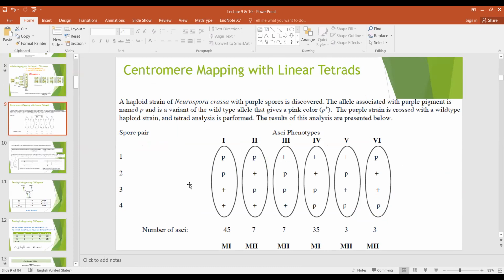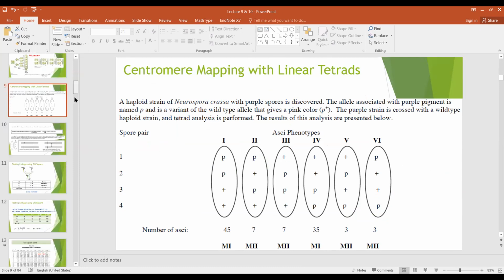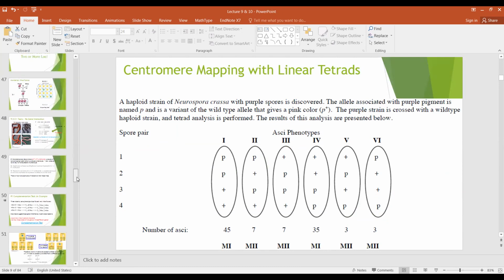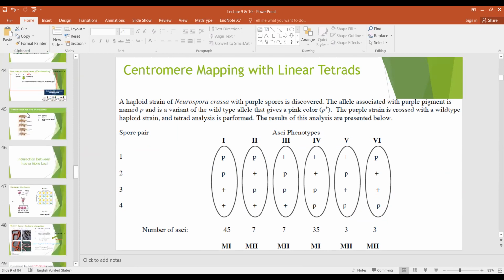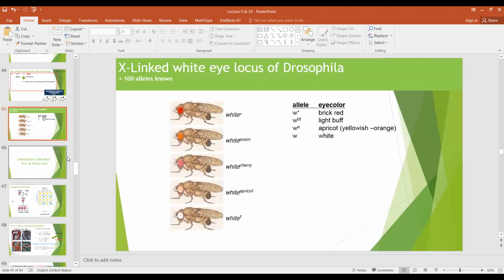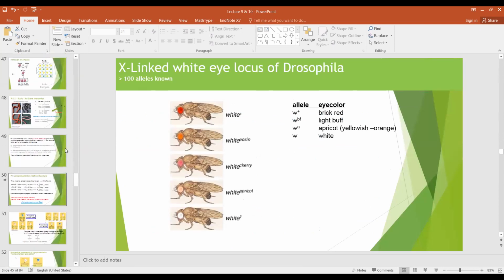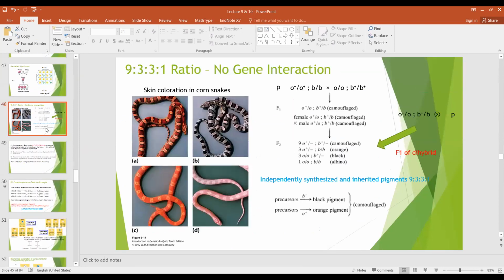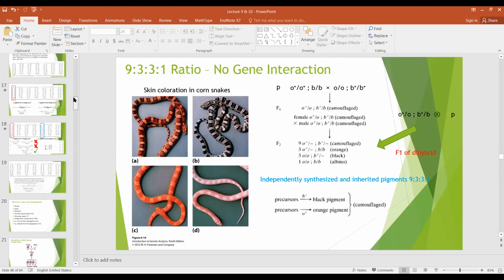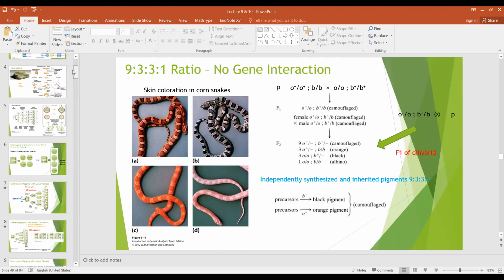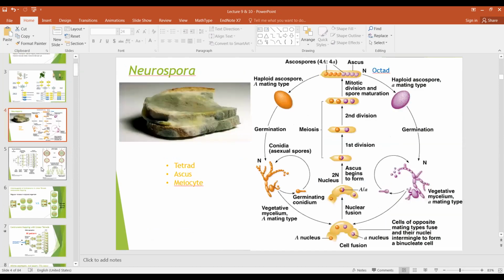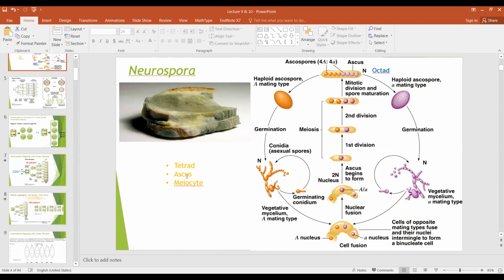For the next quiz, I'm going to include the stuff we have learned today, either the interaction between different alleles within one gene, or the interaction between two different genes. So that's for next week. For this week, tomorrow's quiz, we're going to focus on lecture 9, I think. Today is lecture 10, right? So lecture 9 is about the Neurospora mapping.